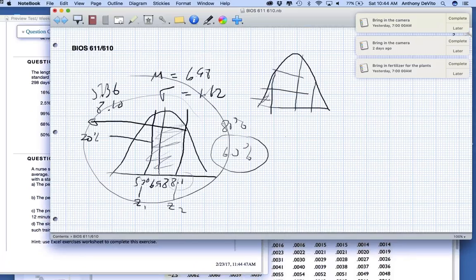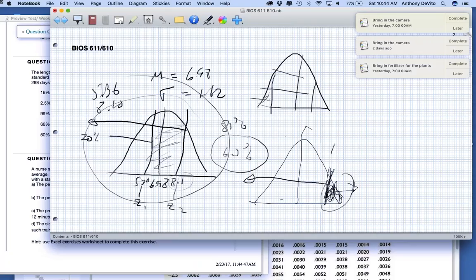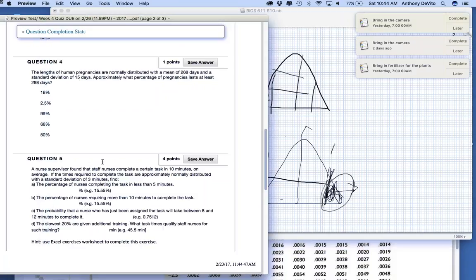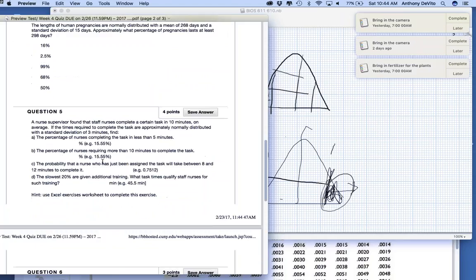If you sketch it out, you'll see that, here's the mean. The area they're looking for is above here, 298 days. So there's an area, but your table gives you this area, right? So you've got to subtract it from 1 in order to get this proportion, right? So again, you've got to be a little bit creative. It helps to sketch it out.